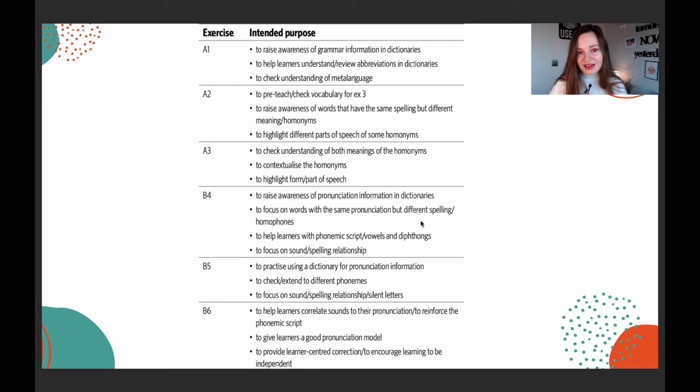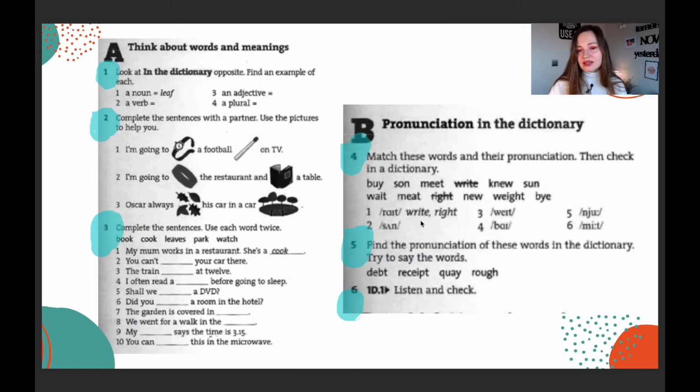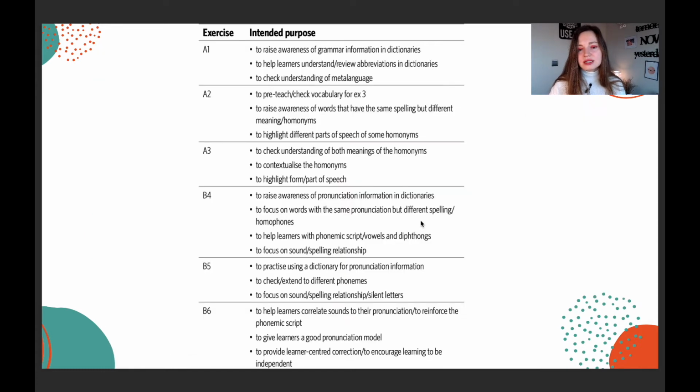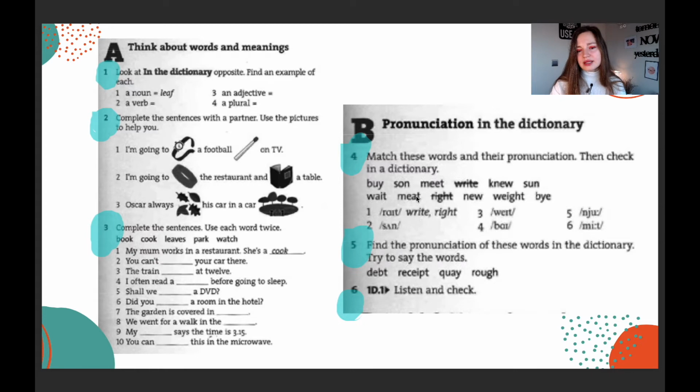Another purpose is to help learners with phonemic script, vowels and diphthongs. As for B5, let's have a look at B5 over here. Alright, find the pronunciation of these words in the dictionary. Try to say the words. We can see that this activity has the purpose to practice using a dictionary for pronunciation information. Another purpose is to check or extend to different phonemes and to focus on sound, spelling, relationship, and silent letters. If we come back, we can see there are a lot of silent letters like B, P.